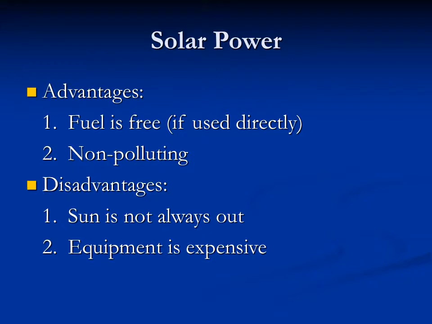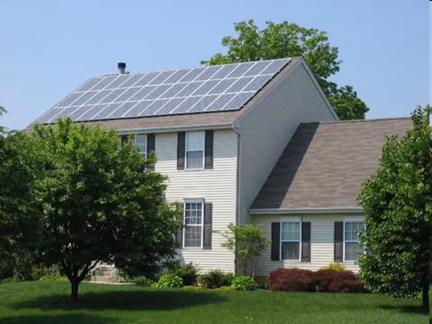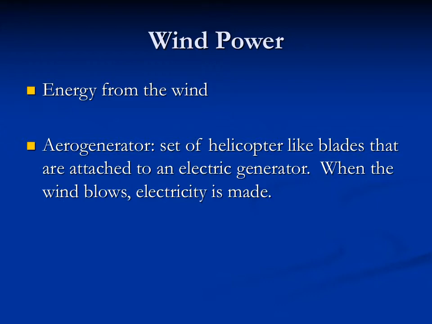Advantages: fuel's free if it's used directly, and it's non-polluting. Disadvantages: the sun's not always out, number one, and number two, it's expensive equipment. This is a house with solar panels. Those are the thin black boxes with the clear covering that traps the solar heat.